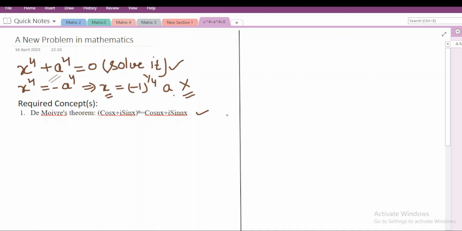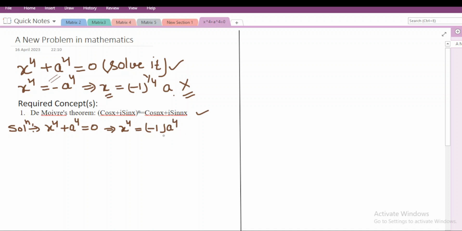Let's see. Okay, so the solution. What we have is x to the power 4 plus a to the power 4 equals 0. This is our problem. That means x to the power 4 equals minus 1 times a to the power 4.